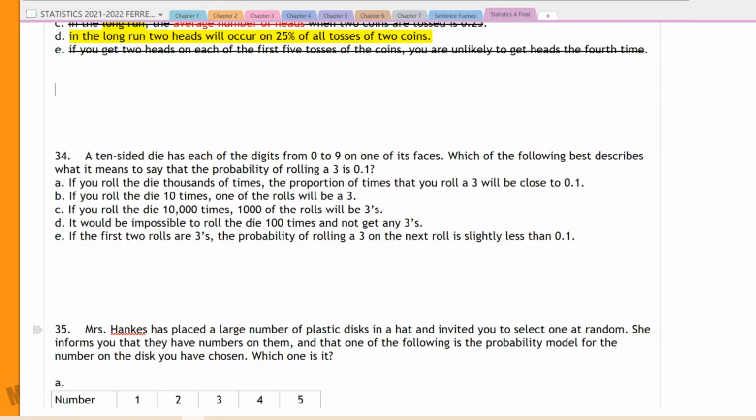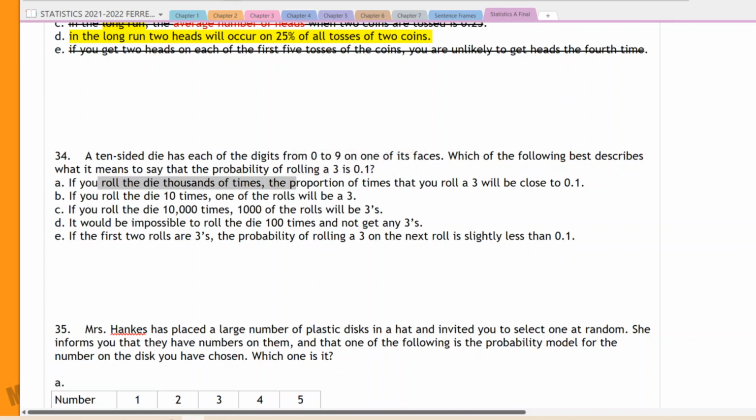So again, this is going to be something that happens in the long run. Probability is always a long-run thing, a long-term proportion. Let's take a look at letter A. If you roll the die thousands of times, yes, that's a long run, the proportion of times that you will roll a 3 will be close to 0.1. I like this one a lot because it gives me a long-term proportion, and it says close to 0.1, not exactly 0.1. So number 34A sounds really good.